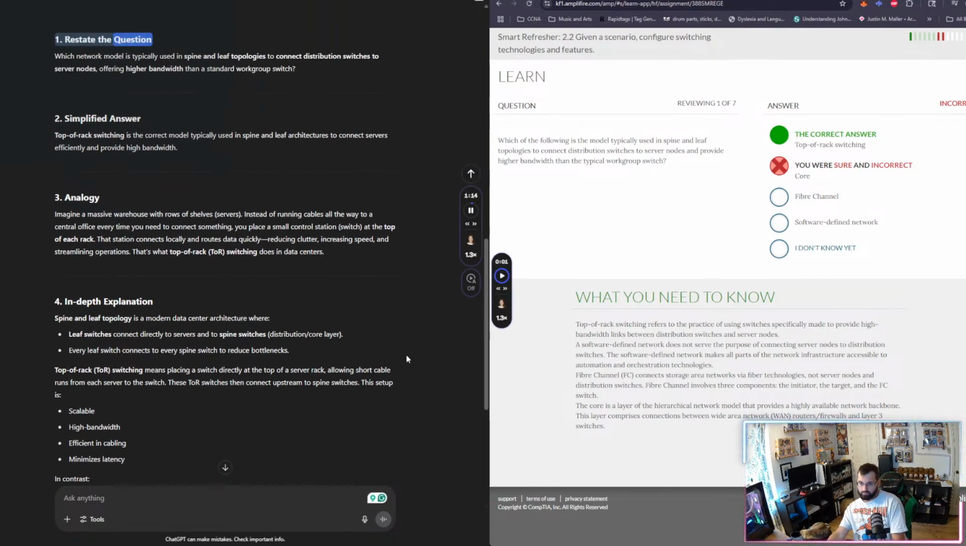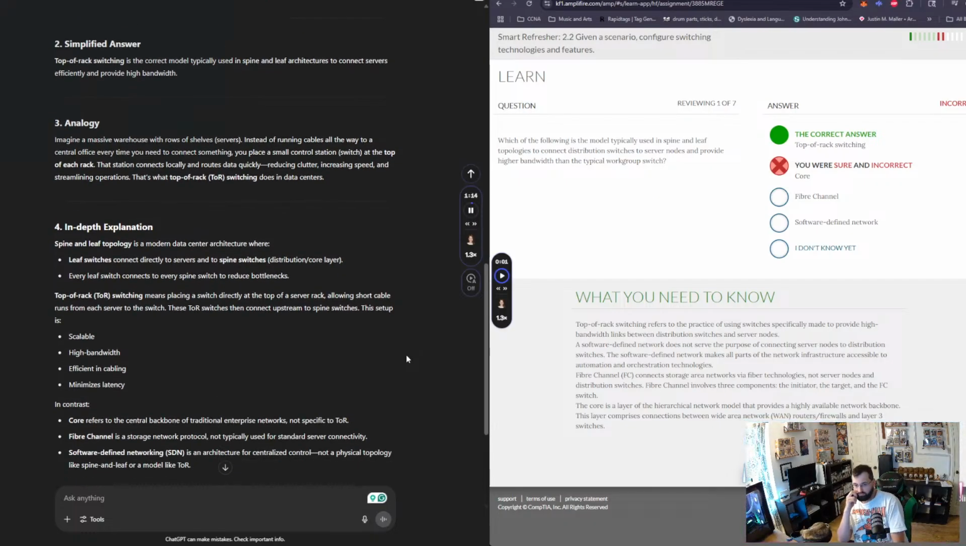3. Analogy. Imagine a massive warehouse with rows of shelves, servers. Instead of running cables all the way to a central office every time you need to connect something, you place a small control station switch at the top of each rack. That station connects locally and routes data quickly, reducing clutter, increasing speed, and streamlining operations. That's what top-of-rack ToR switching does in data centers.